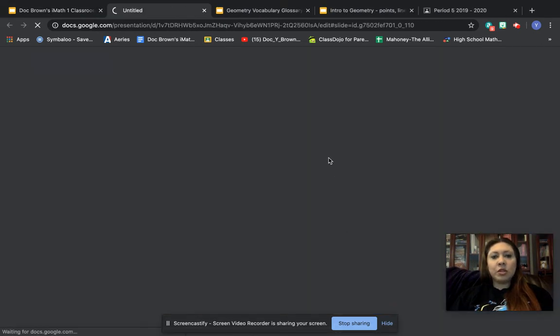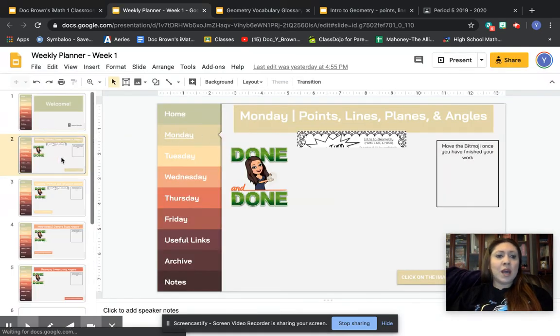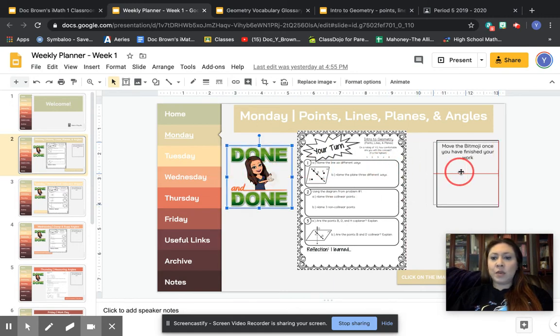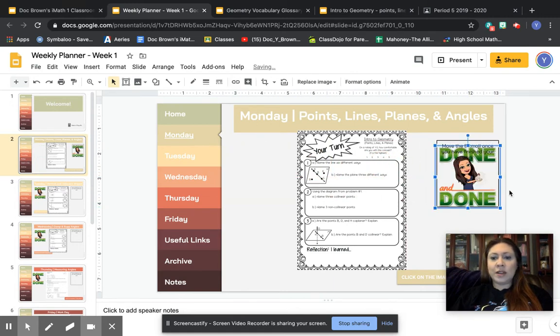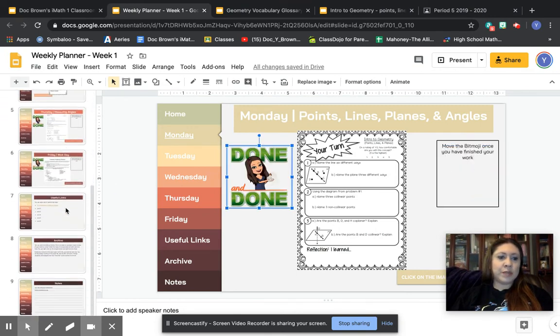Weekly planner, this one isn't going to be for you guys unless you guys want it. But if you click on the weekly planner, this is for every day of the week, and it's just a way for you guys to keep track of if you've done the assignments or not. So if you grab this guy and bring it over, oh look, now I know that I have it done because it's inside the box. Yeah, I know it's cheesy.